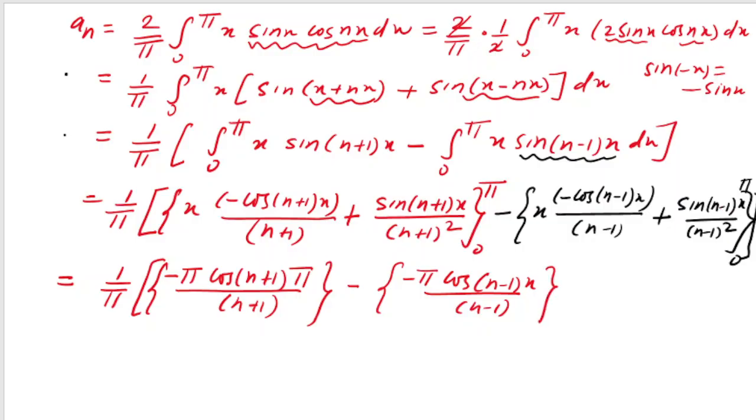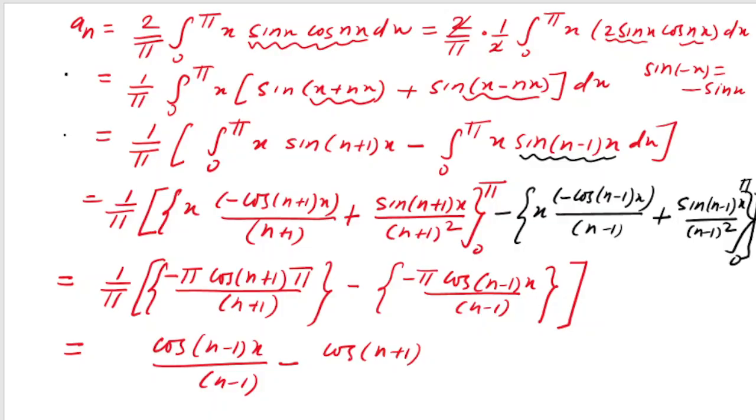So I just get this term, right? Now, for our convenience, you can clearly see that pi can be taken common, and this minus and this minus will become plus. So I am writing this plus term and this term will become minus term. So I am writing this term like cos (n minus 1)pi by (n minus 1) minus cos (n plus 1)pi by (n plus 1).